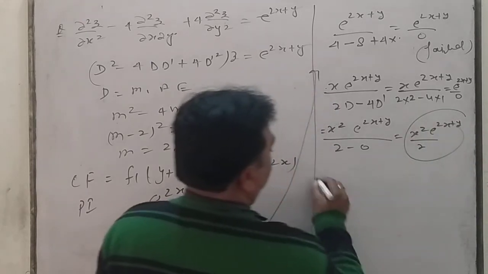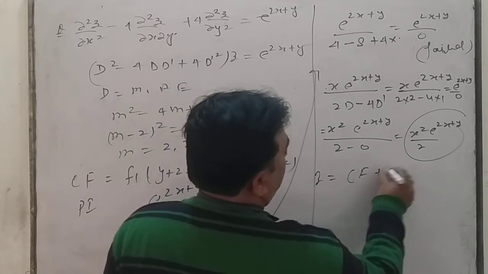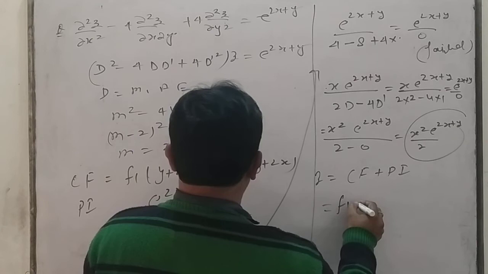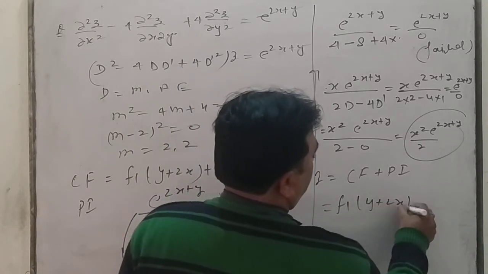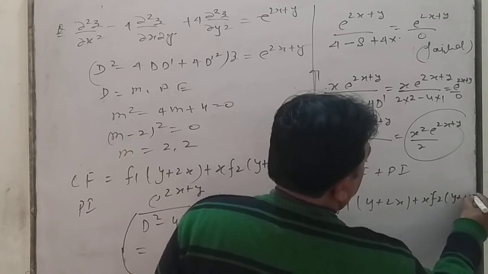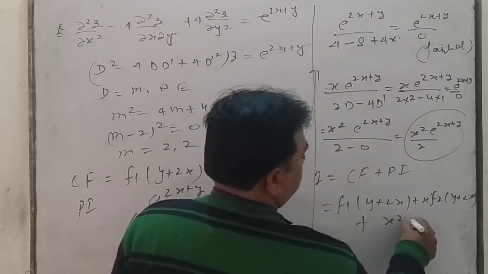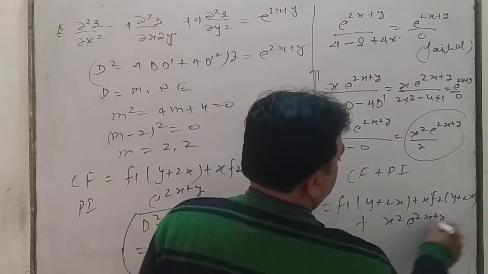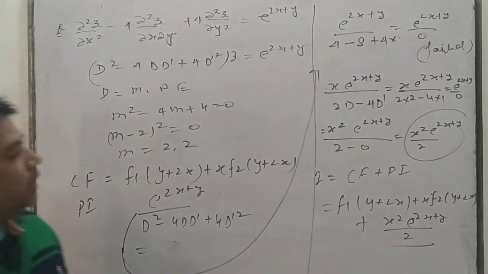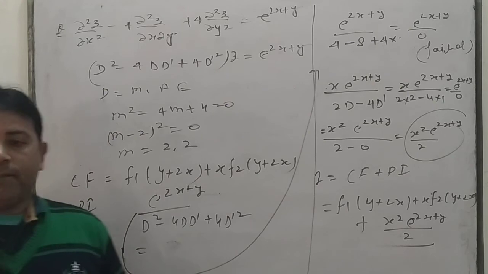x square e to the power 2x plus y upon 2. Then the complete solution, z equal to CF plus PI. CF is f1 (y plus 2x) plus x f2 (y plus 2x), plus x square e to the power 2x plus y upon 2. Understand easily, please make a note.